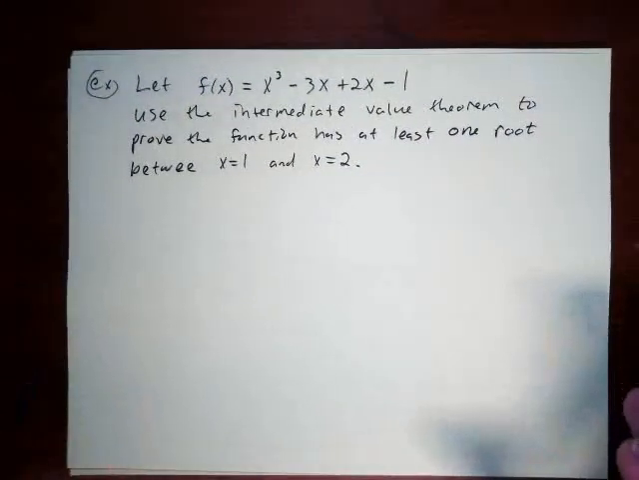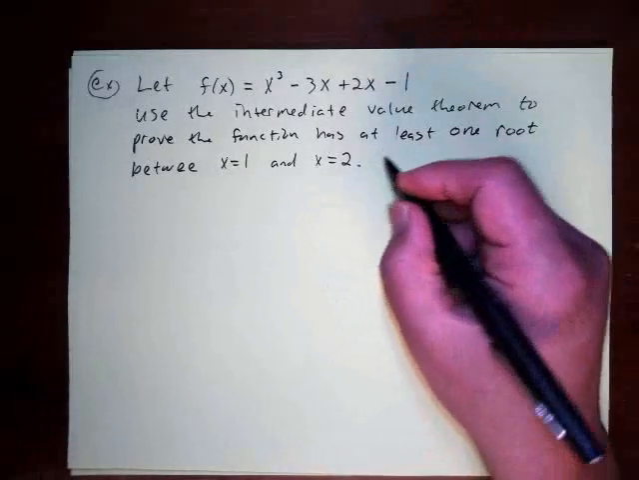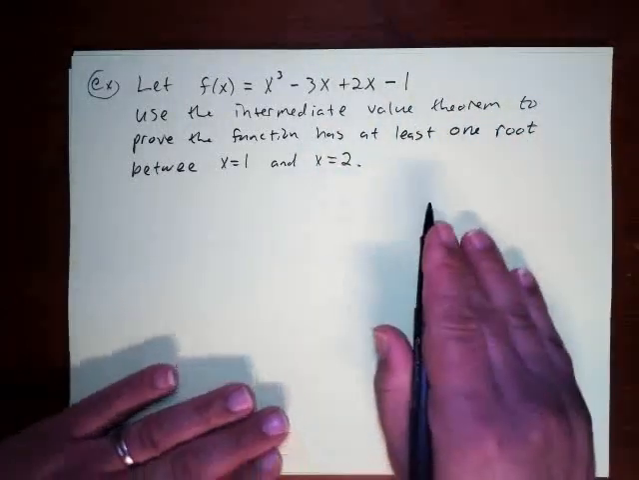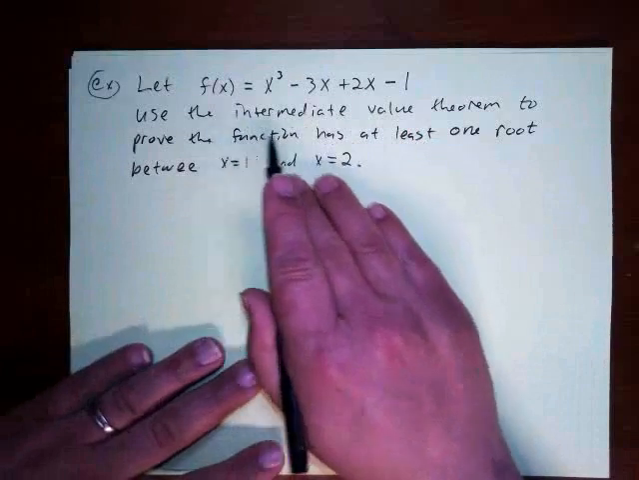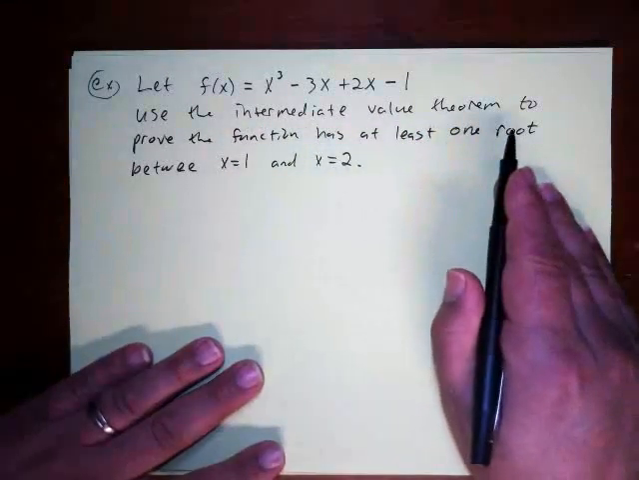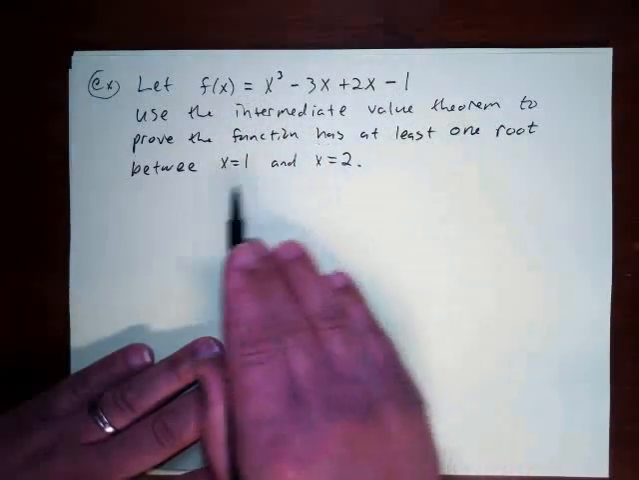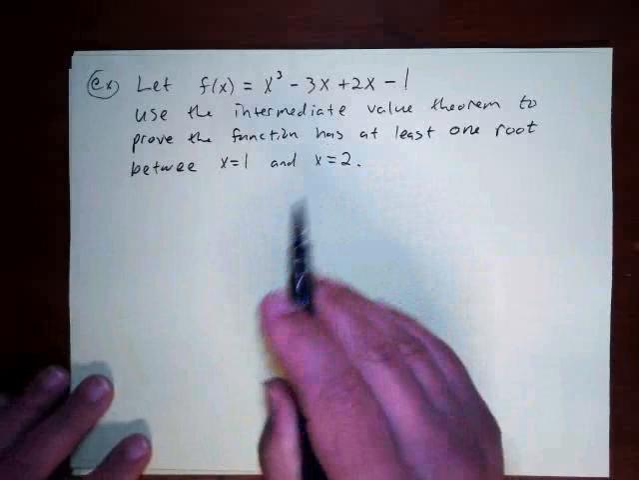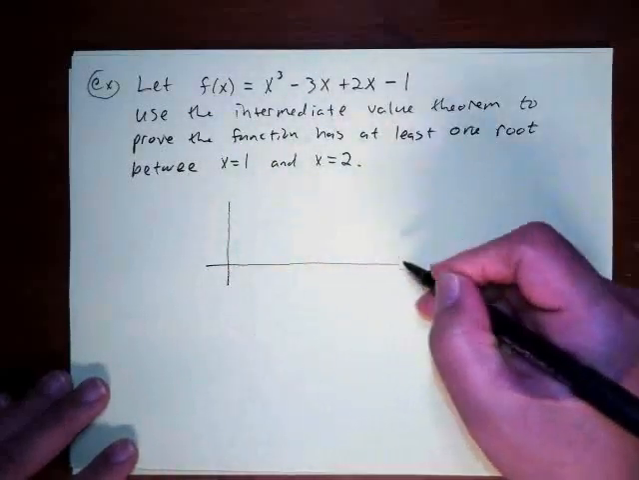This doesn't necessarily help you find the root to an equation, but you can use it to show that there is a root to an equation. So here's a polynomial, and it wants me to use the intermediate value theorem to prove that this function has at least one root between x of 1 and x of 2. Okay? So let's look at what's going on here.